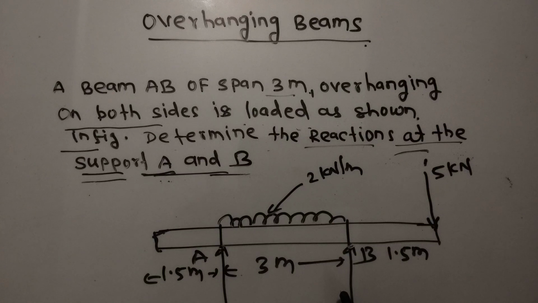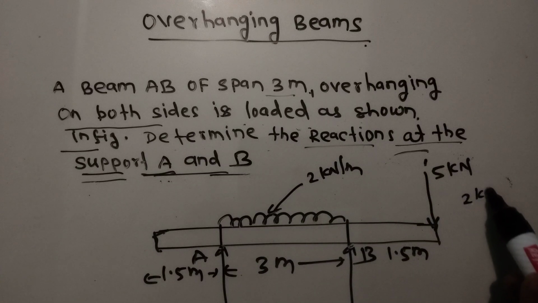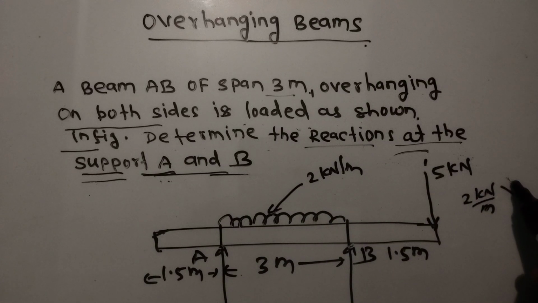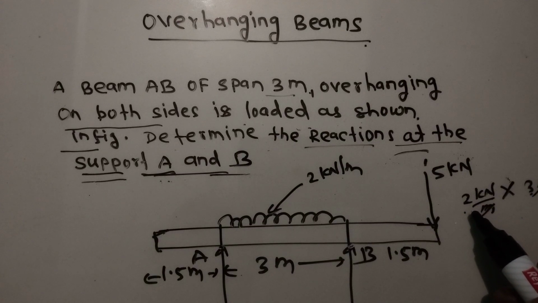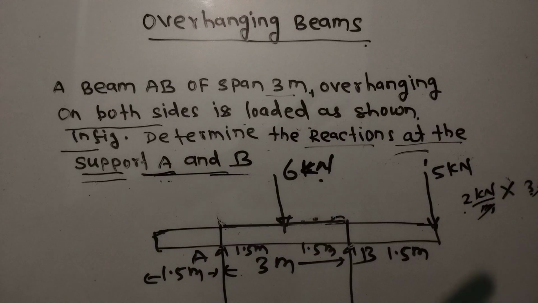Before solving, at first the beam has been given a UDL load. This UDL load will have to be converted into a point load. That means 2 kilonewton per meter is multiplied with this distance of 3 meters. The meter will be cancelled, and 3 into 2 will be 6 kilonewtons. That will be the 6 kilonewton force at the center, between point A and point B.